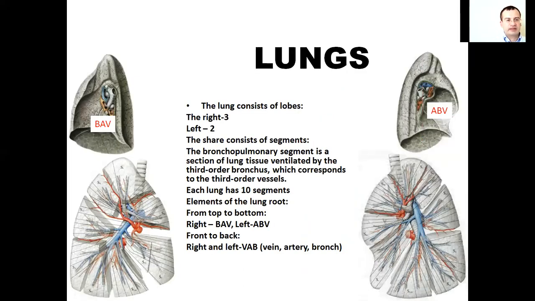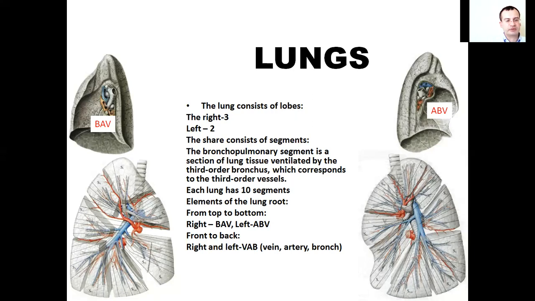Lungs. The lung consists of lobes: the right has three lobes, the left has two lobes. The lobes consist of segments. The bronchopulmonary segment is a section of lung tissue ventilated by the third order bronchus, which corresponds to the third order vessels. Each lung has 10 segments.